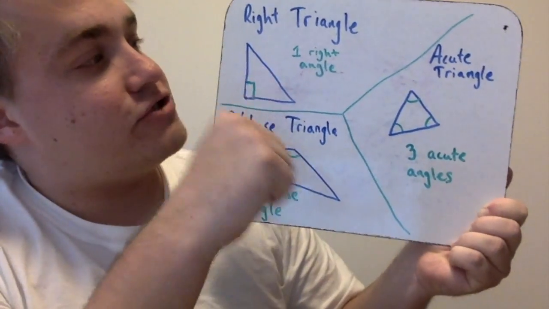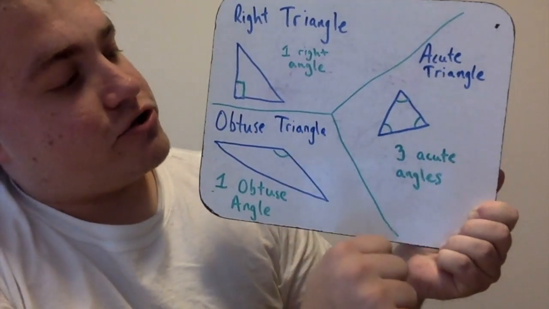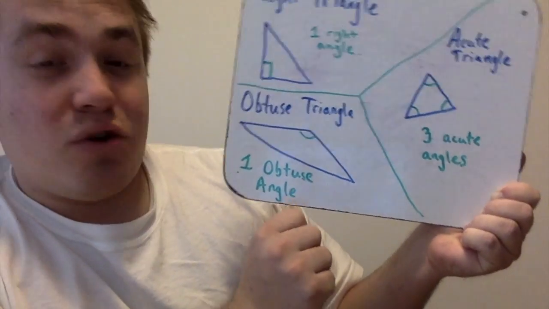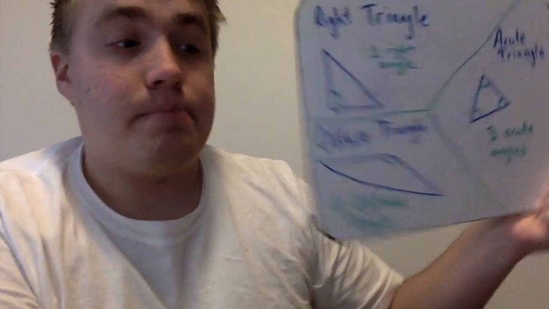All right, so we have right triangle with 1 right angle, acute triangle with 3 acute angles, and obtuse triangle with 1 obtuse angle. Okay, so those are the first 3 that I want you guys to try to remember and practice. And again, we're going to be reviewing this for tomorrow's math lesson as well. But there are two other types of triangles, very similar, but also yet different, that I want to introduce to you guys here.